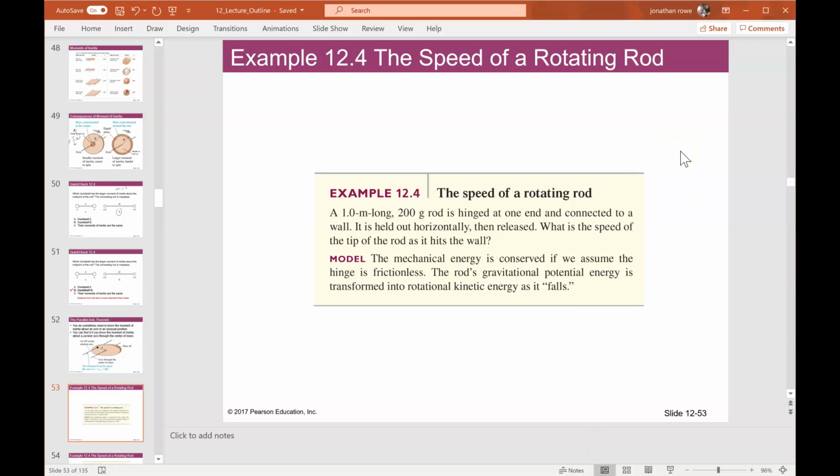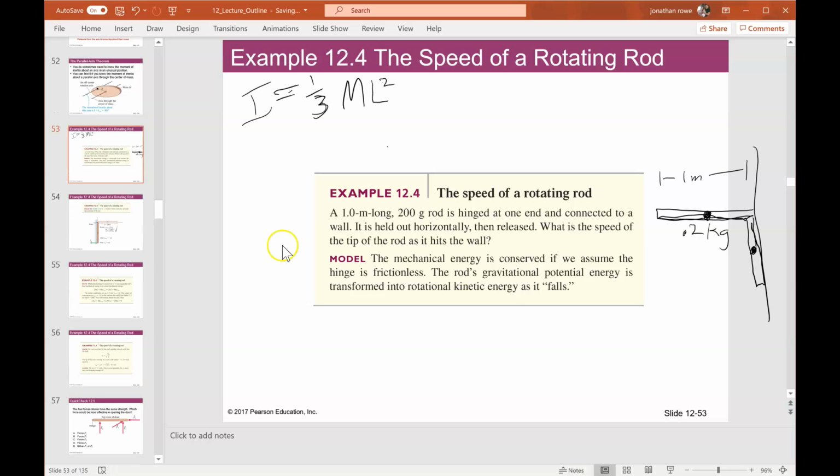New example: the speed of a rotating rod. A 1 meter long, 200 gram rod is hinged at one end and connected to a wall. It is held out horizontally and then released. What is the speed of the tip of the rod as it hits the wall? Okay.